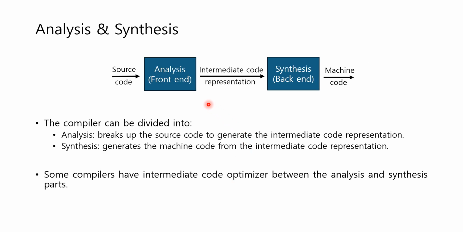The compiler can be divided into two parts, which are the analysis and the synthesis parts, also called the front end and the back end respectively. The analysis part breaks up the source code to generate the intermediate code representation, and the synthesis part generates the machine code from the intermediate code representation. Optionally, some compilers have an intermediate code optimizer between the analysis and the synthesis part.